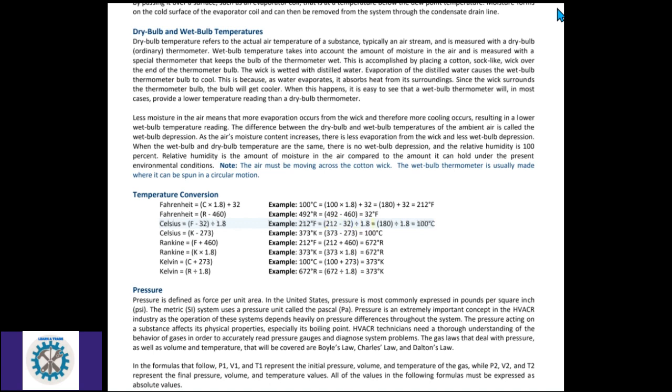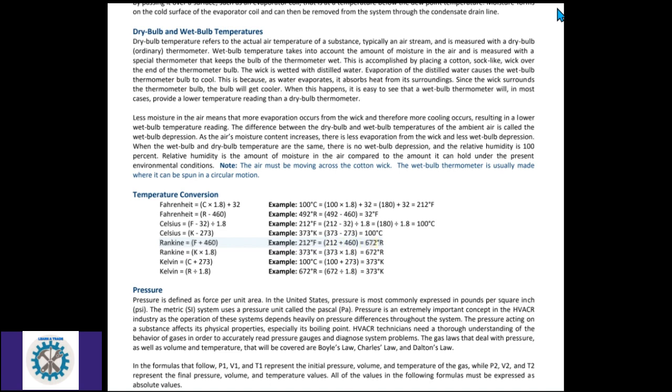Celsius equals F minus 32 divided by 1.8. Example: 212 degrees Fahrenheit equals 212 minus 32 divided by 1.8, equals 180 divided by 1.8, equals 100 degrees Celsius. Celsius equals K minus 273. Example: 373 degrees Kelvin equals 373 minus 273, equals 100 degrees Celsius.